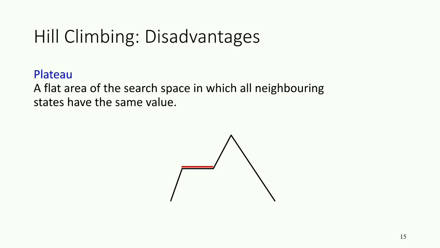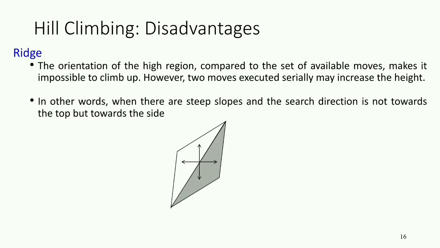Another disadvantage is the plateau. It is a flat area of the search space in which all neighboring states have the same values. In this situation we are not able to decide which one is the promising state, which one is the better state, because all the states show the same values.